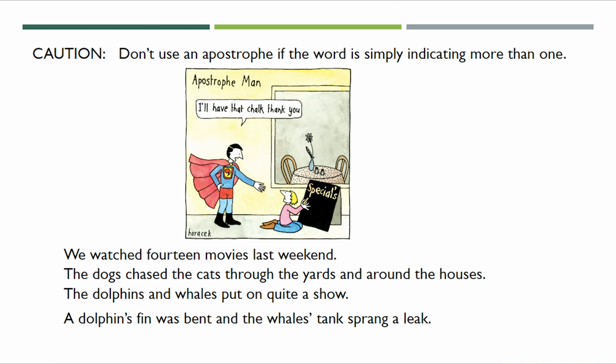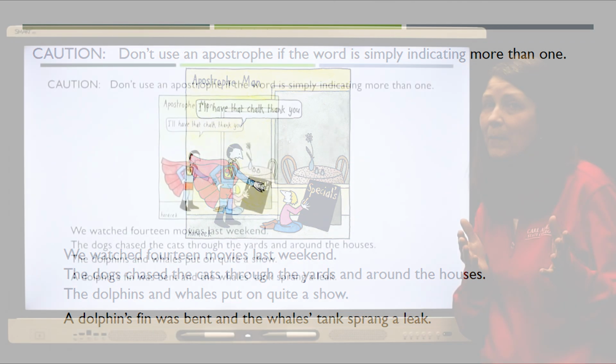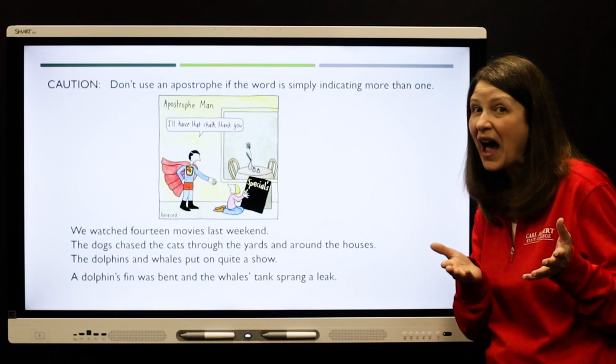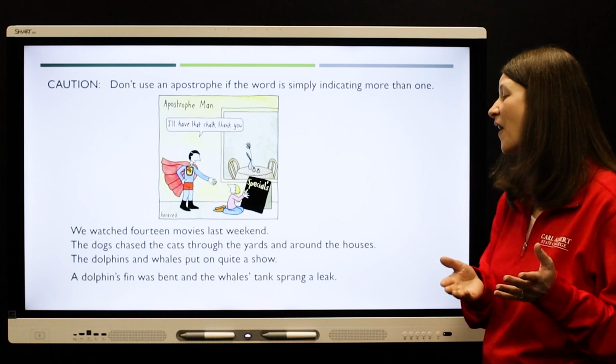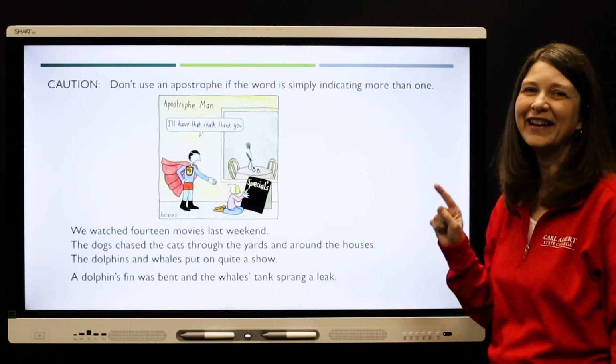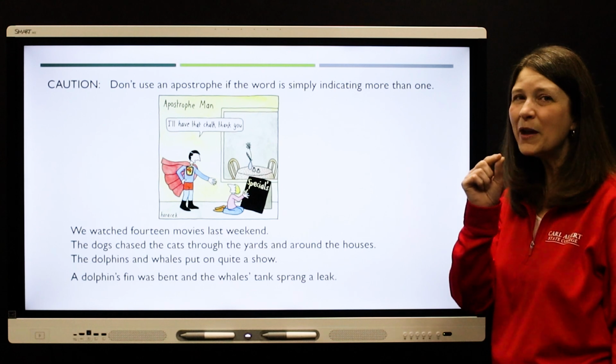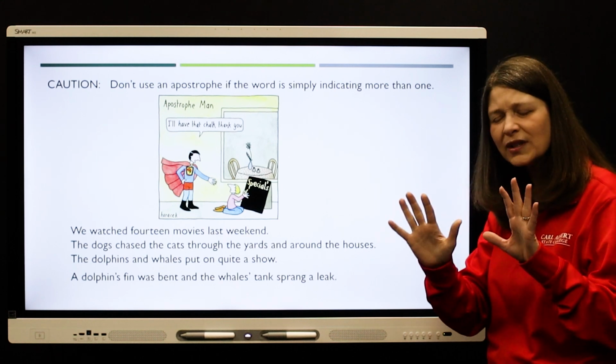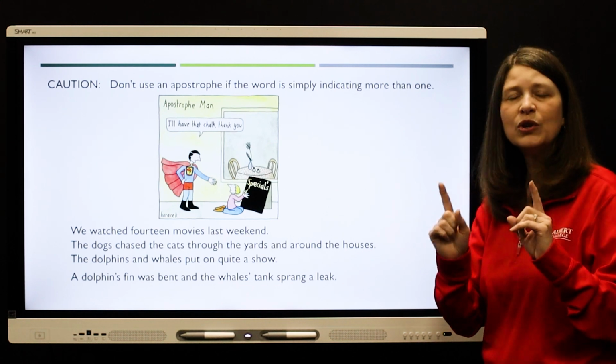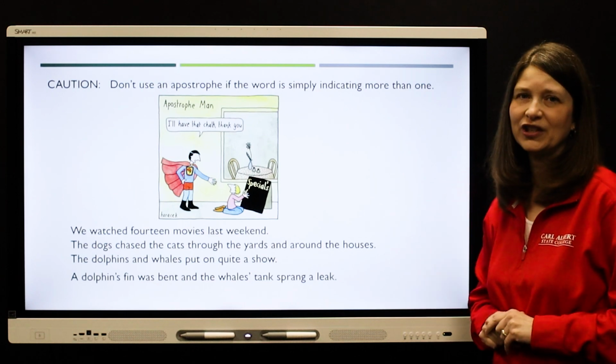And the whale's tank sprang a leak. So I have a tank that belongs to the whales. What am I indicating when I put the apostrophe after the S? That there's more than one whale in that tank. So save the apostrophe. Don't use it when we're just showing plurality. Use it when we're showing ownership or possession.